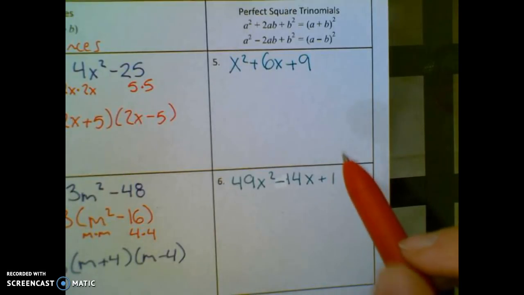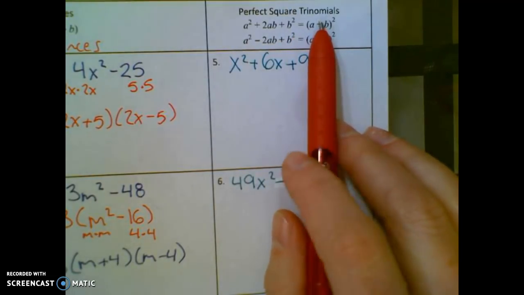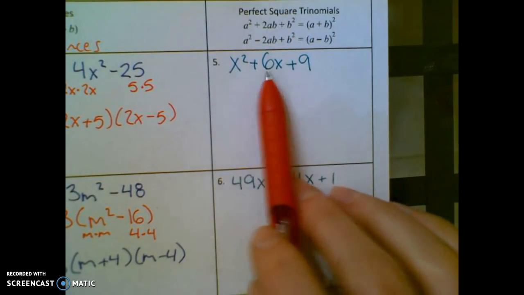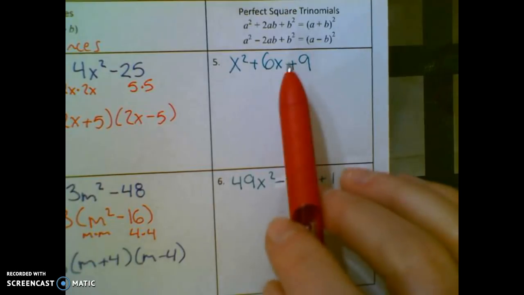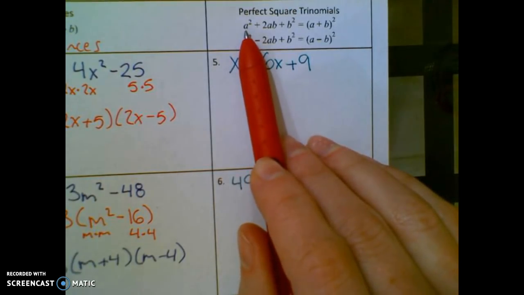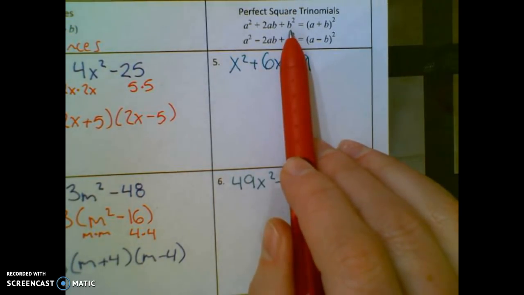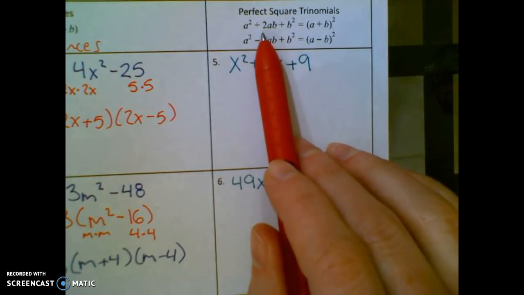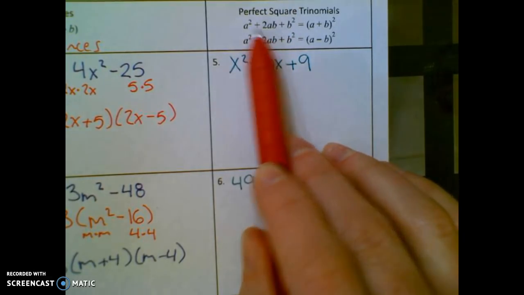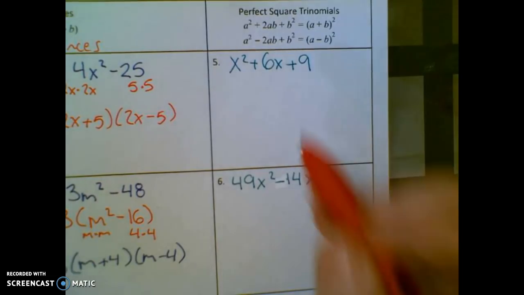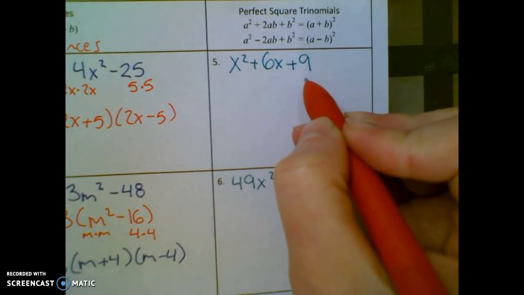Our next special products are perfect square trinomials, and this one has 3 terms in it. Obviously, it's a trinomial, and it's defined by the first term being a perfect square, the last term being a perfect square, and the middle term, the b value, comes from the first times the last times 2. So let's look at this. This is a perfect square trinomial.